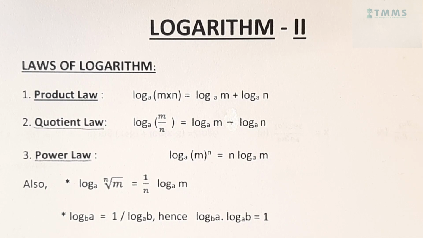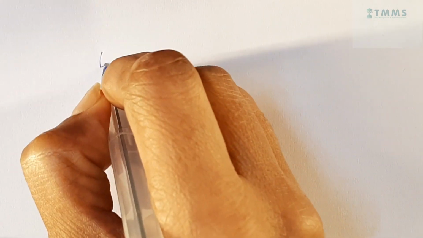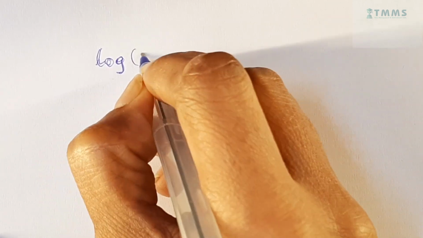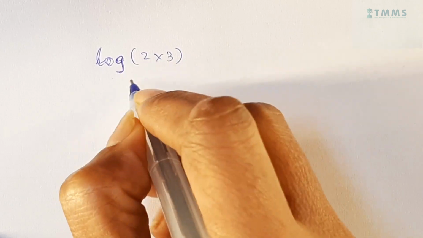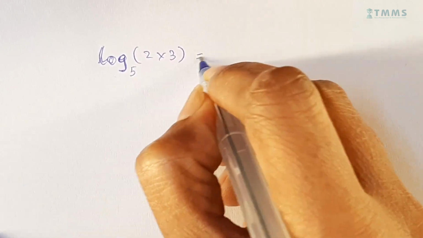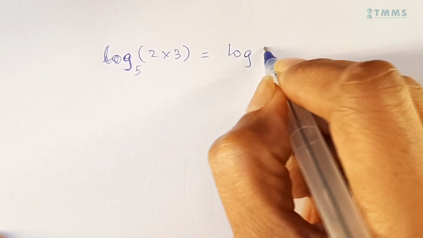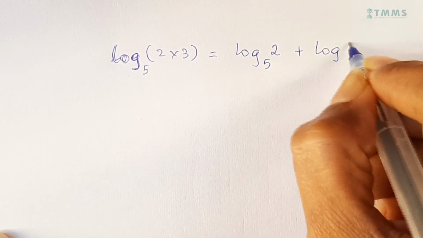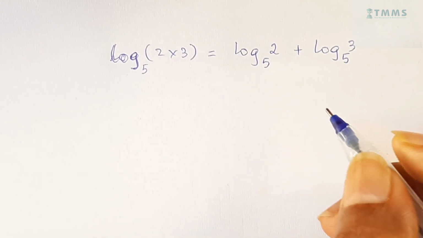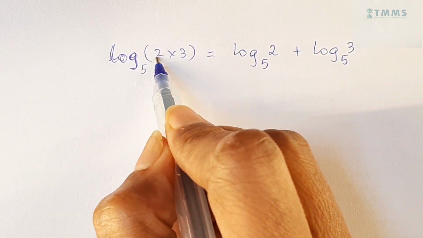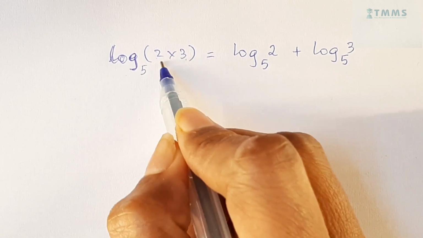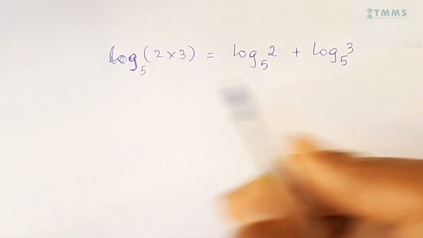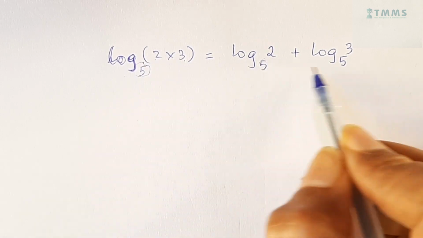Let us understand this. If I have log of 2 multiplied by 3 to the base 5, that will be log 2 to the base 5 plus log 3 to the base 5. So this is your A, this is your B. So log AB will be equal to log A plus log B. And then the bases will have to be the same.